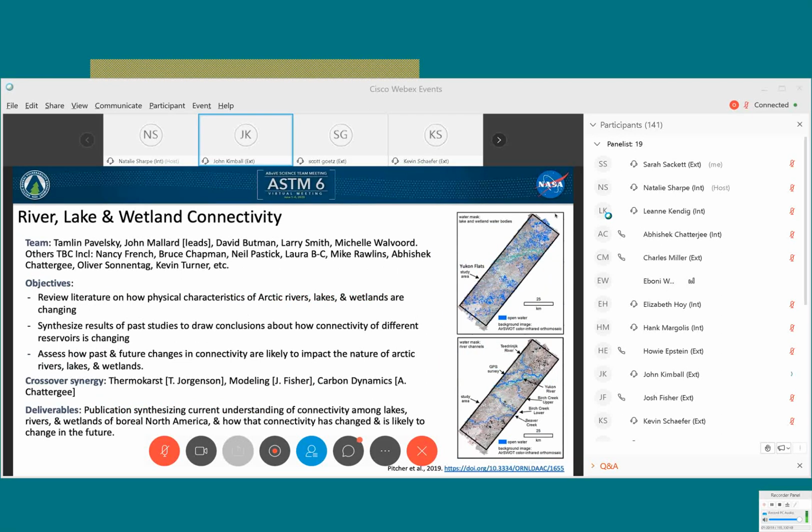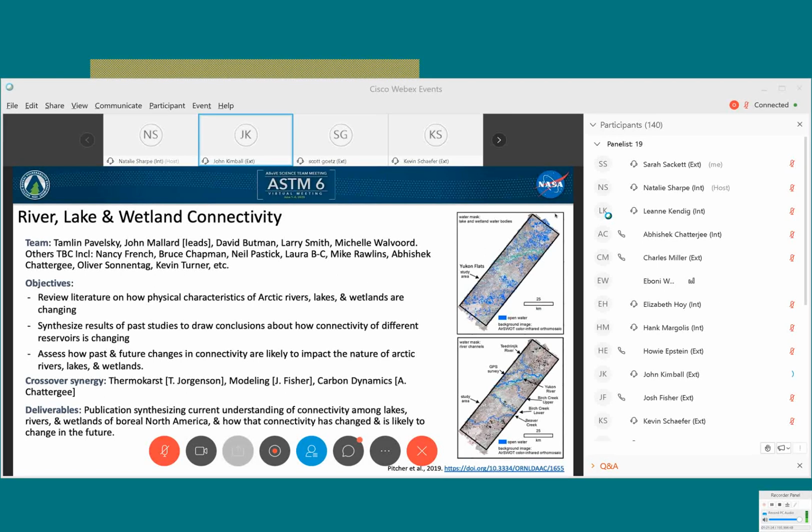And the third activity here is being led by Tamlin Pavelski and John Mallard. And what the interest here is really looking at reviewing the physical characteristics of boreal Arctic rivers, lakes, and wetlands in terms of their connectivity, both in time and spatial connectivity, and how those connections are changing.